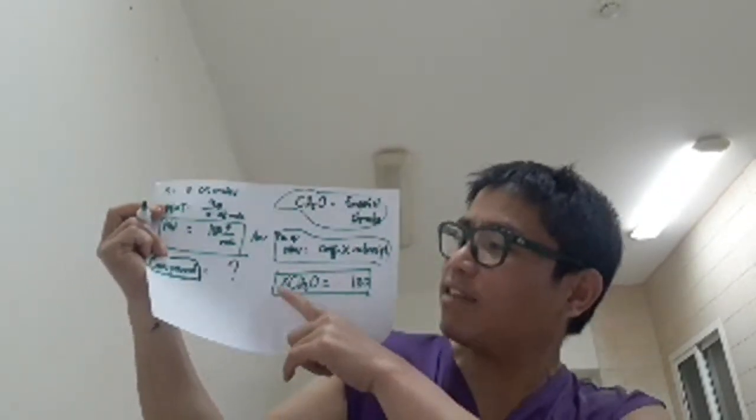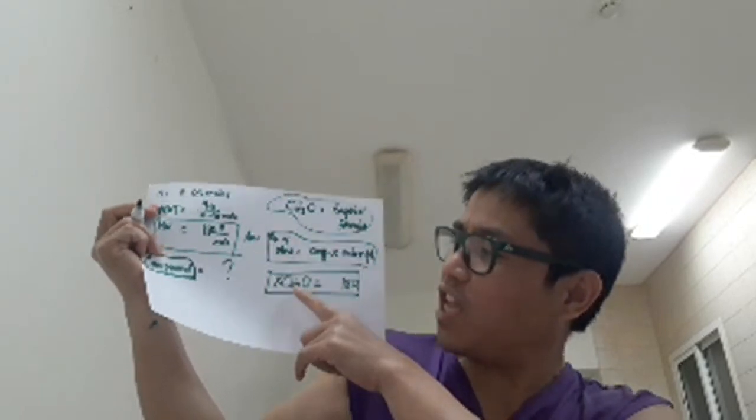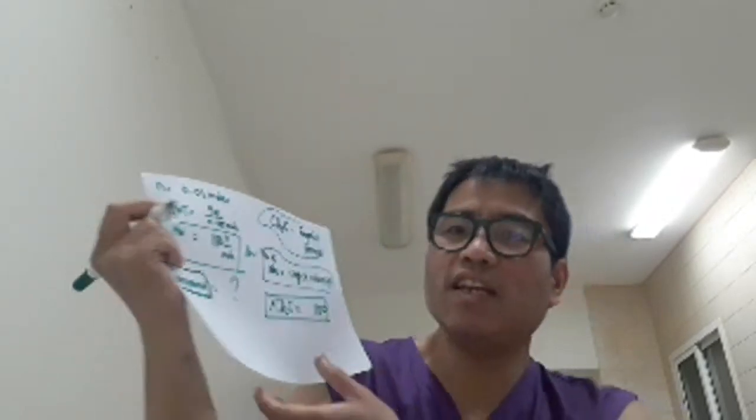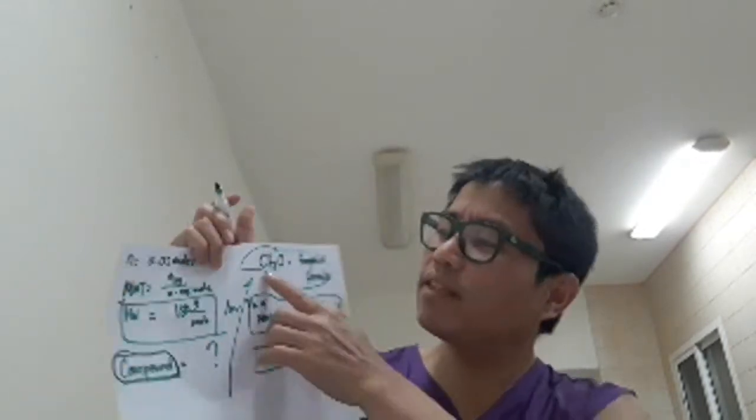Now we let X as the coefficient. XCH2O is equal to 180, something like that. Okay? So now we go to the empirical formula. In the empirical formula, the basic concept, we need to multiply the subscript by the AMU.